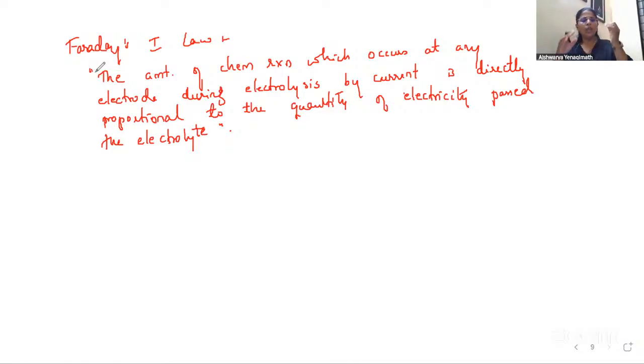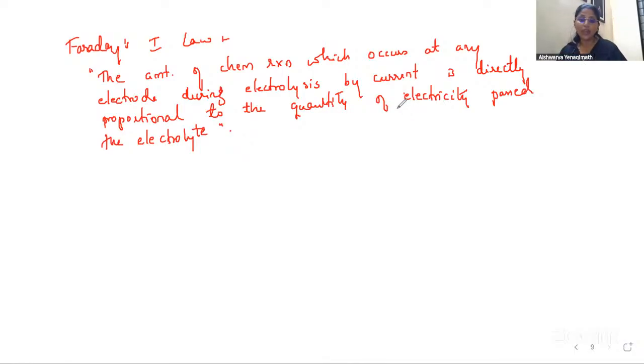What does that mean? If I have an electrode dipped in the electrolyte, how much chemical reaction occurs? How much copper from the anode is going to get deposited on the cathode? It is dependent on how much electricity you are passing through that particular electrolyte, the potential you are applying from the battery. On that basis, the amount of copper getting deposited on the cathode is decided.